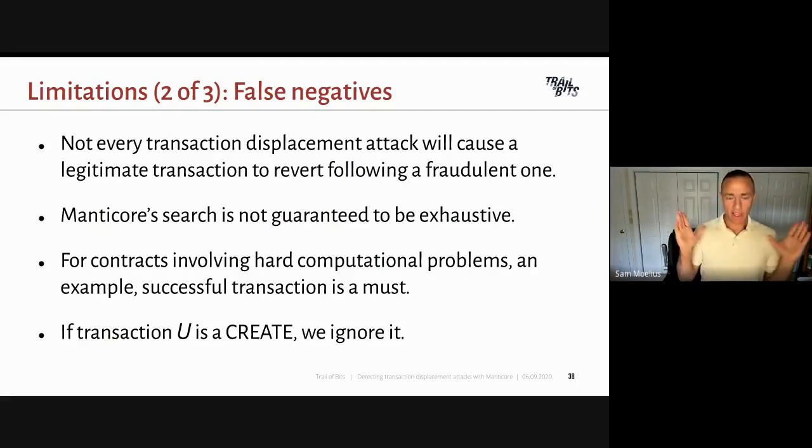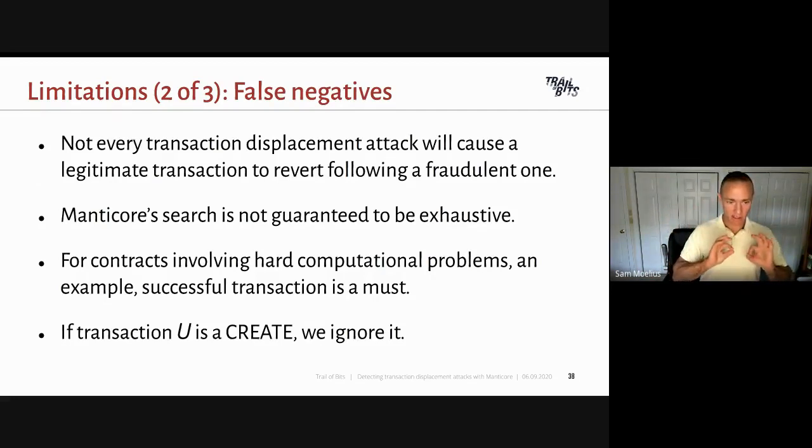Third, if your contract involves hard computational problems, like say inverting a hash function in the address boundary contract I showed you, then you pretty much have to provide a successful transaction as an exemplar. The alternative is to ask a solver to try to find inputs to the relevant function in order to witness a successful transaction. And for something like inverting a hash function, that's just not going to happen.